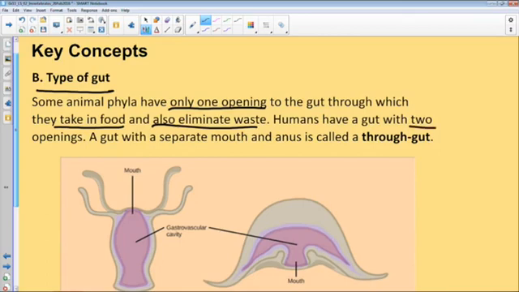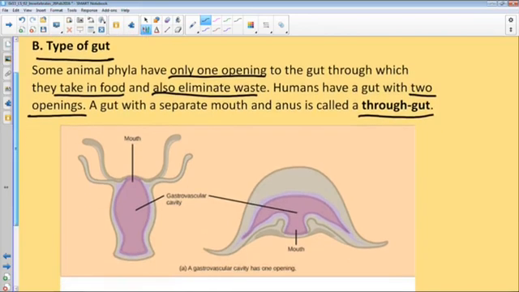We have the oral opening, and we have an anterior opening and a posterior opening, and that is the opening through which we ingest food and egest food or excrete food, and we refer to that as an organism having a through gut. However, guys, not every organism has a through gut system, or in other words, they have a common opening.